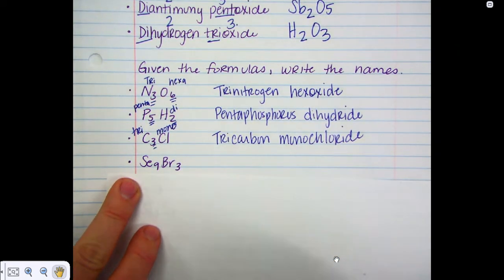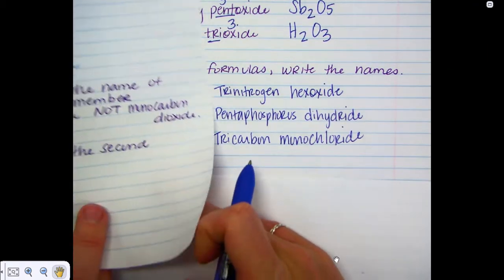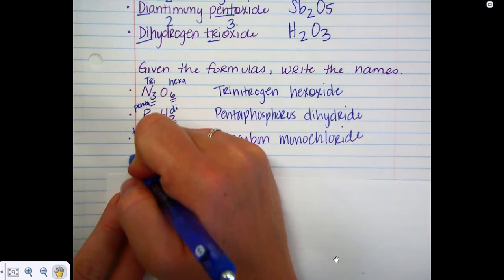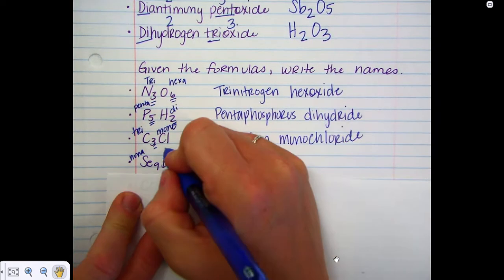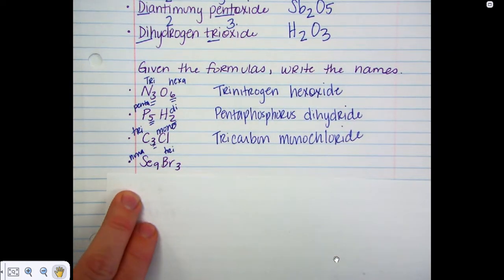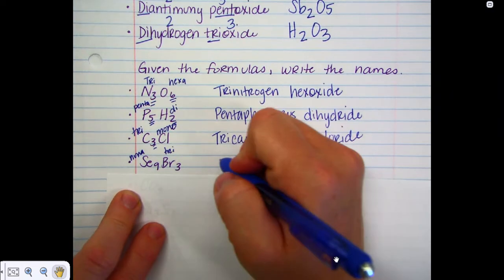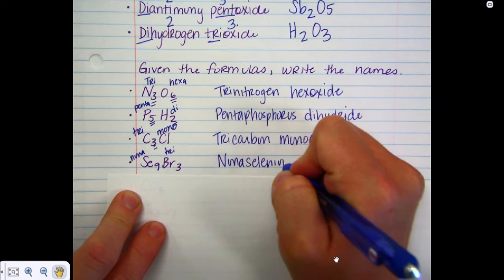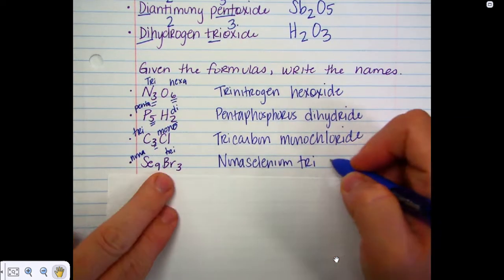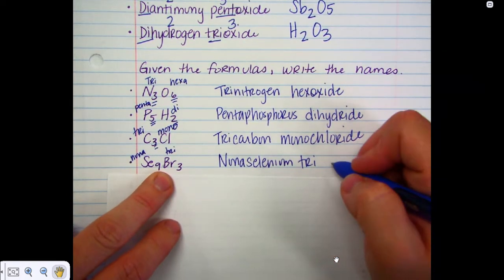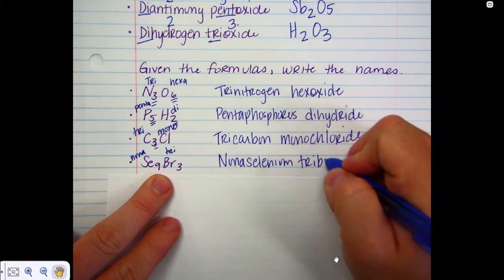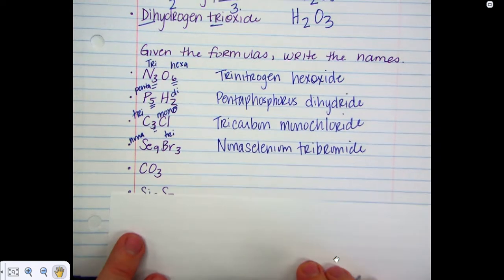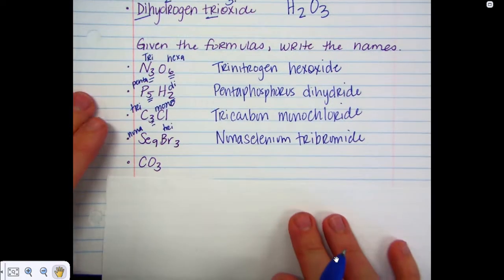Se9Br3. So 9. That's not one we use very often. Remember, 9 is nona. So let's write that down, nona. And 3 we know is tri. So nona, and Se is selenium. So nona-selenium, tri, and bromine is going to become bromide. Nona-selenium tribromide. All right. And looks like we've got 2 more examples.